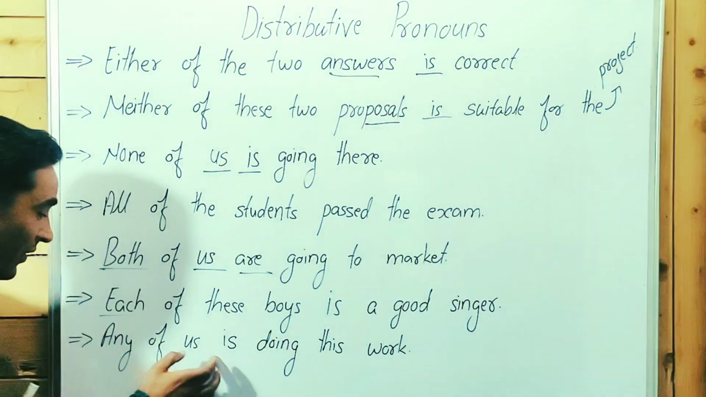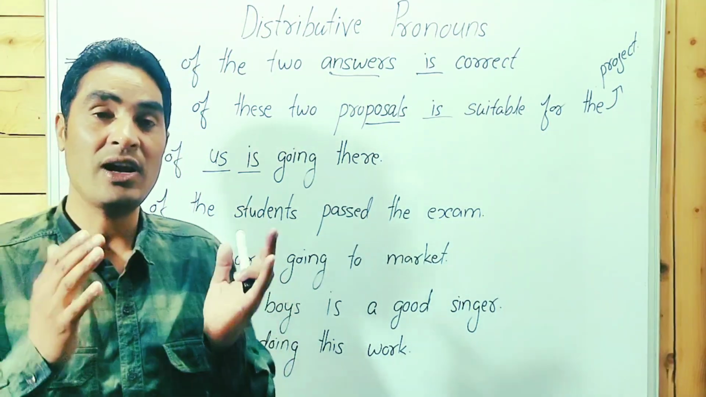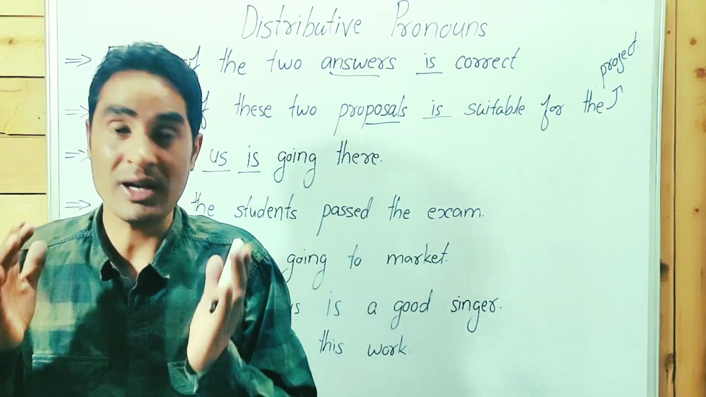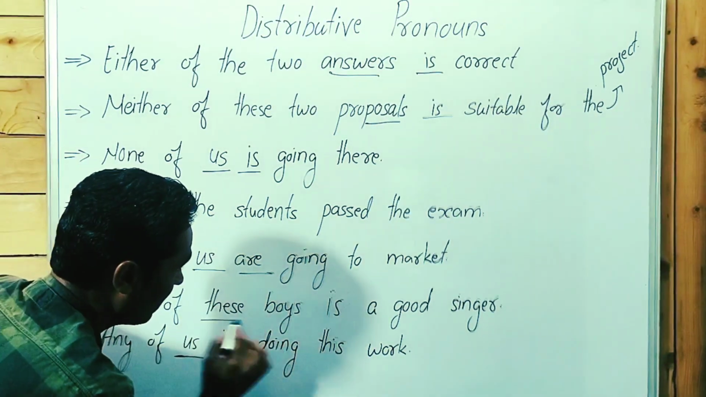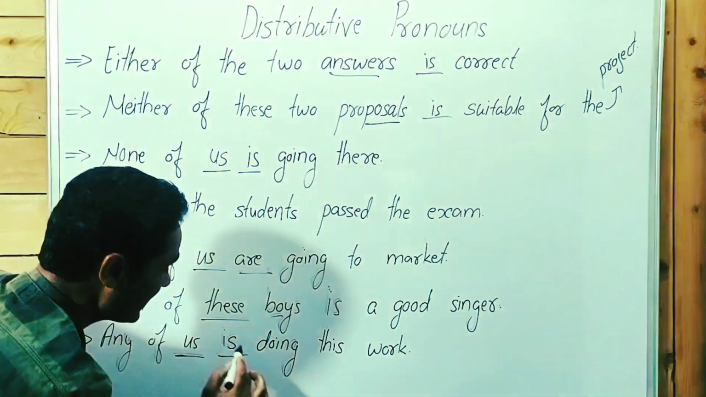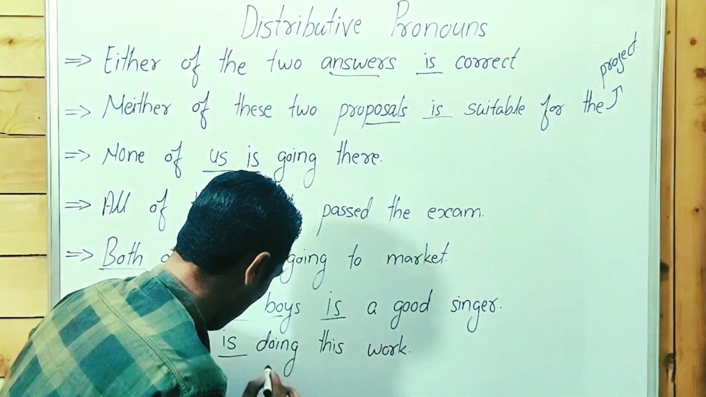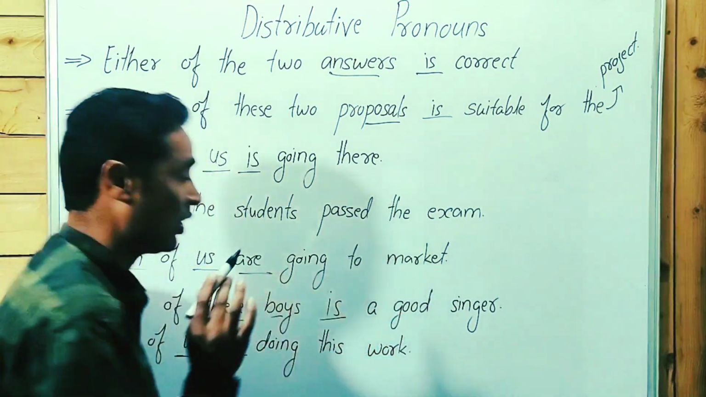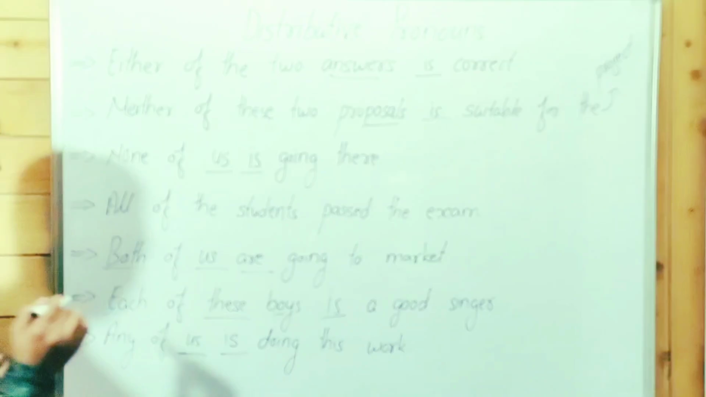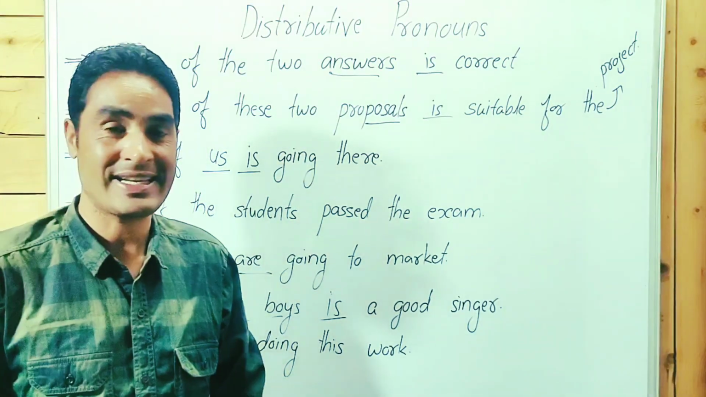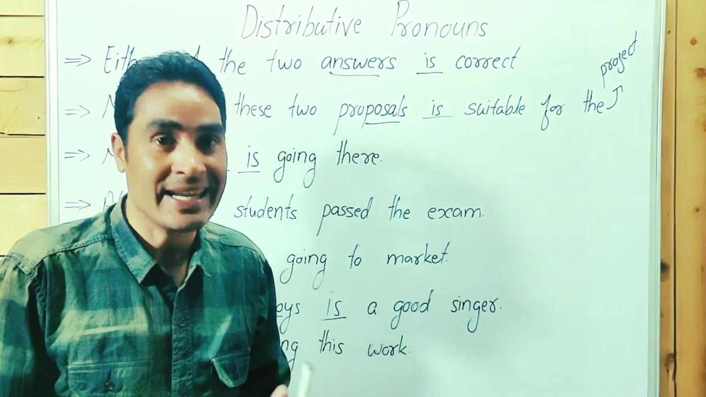Any of us. Any stands for 1 out of many, 1 out of 3 or more people or things. Any of us: plural pronoun, plural noun, singular verb. Guys, point to note: each and any take a singular verb. Any of us is doing this work. We don't say any of us are doing work. This is an incorrect sentence.